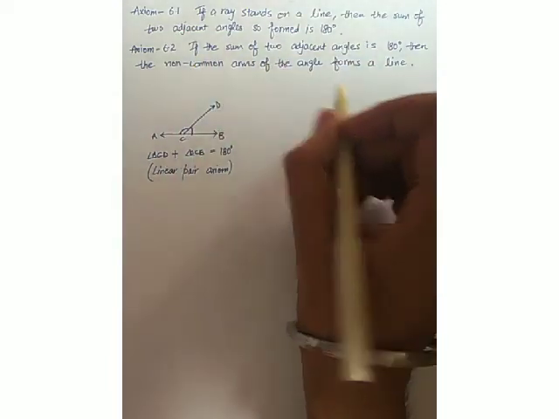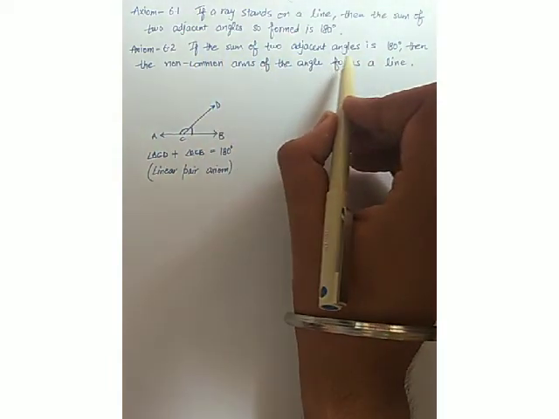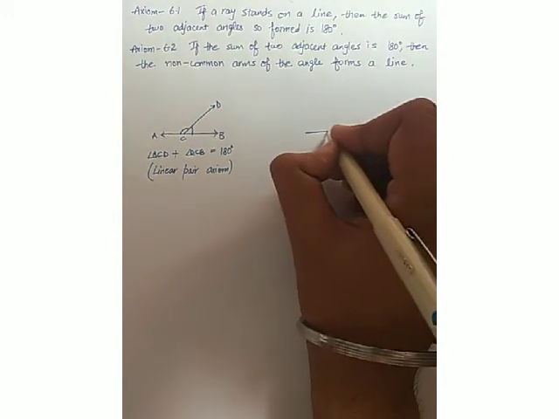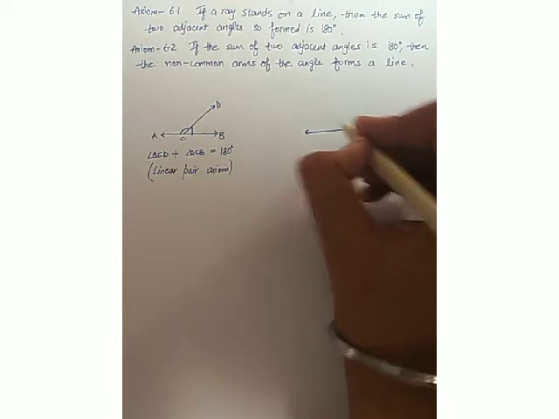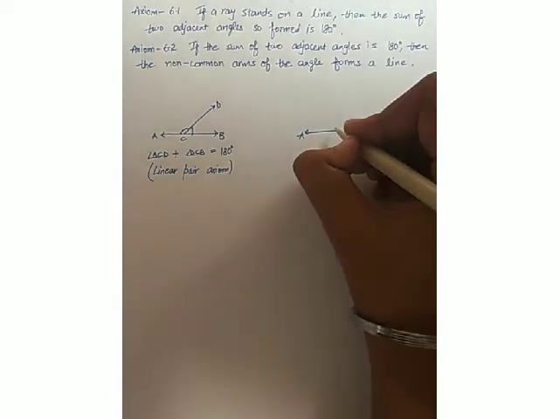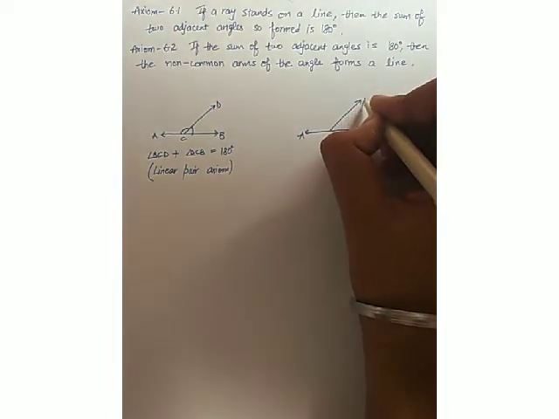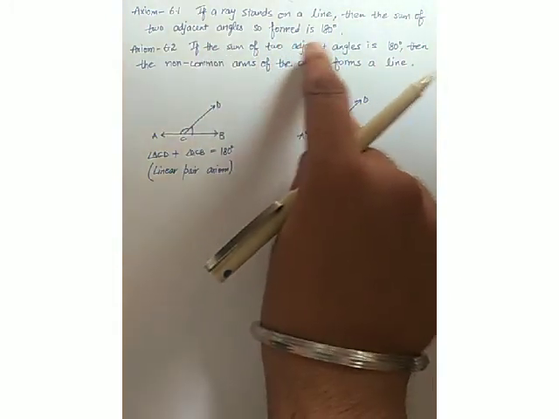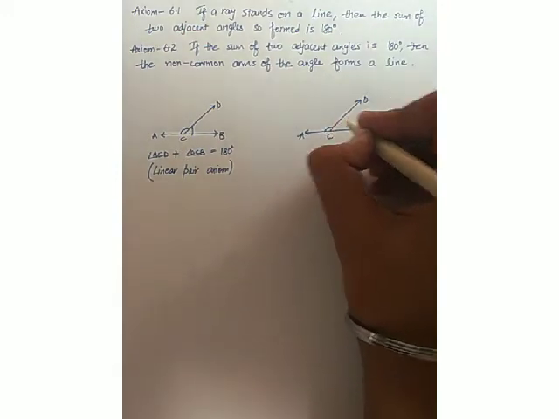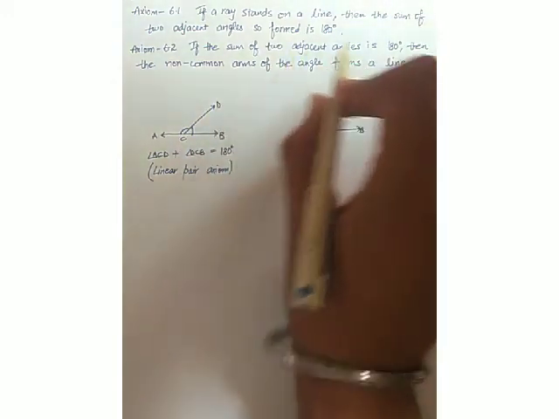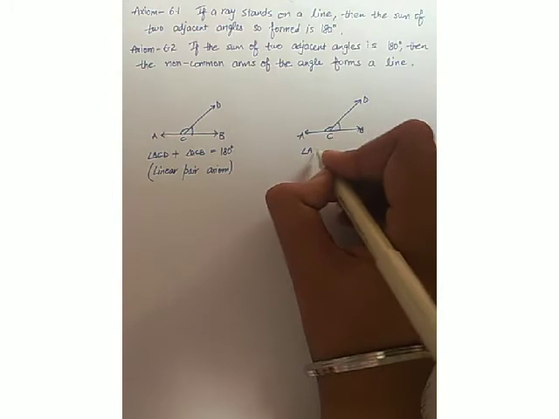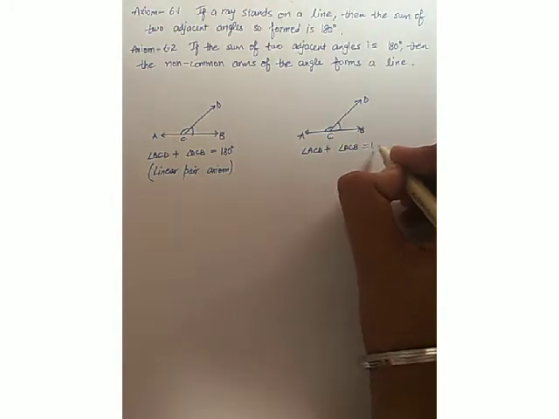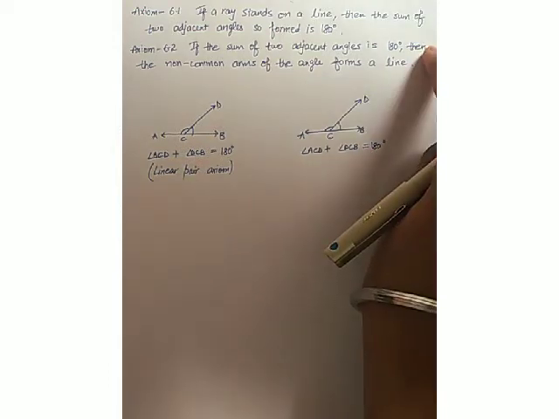Let's move to axiom 6.2. If the sum of two adjacent angles is 180 degrees. Now firstly form two adjacent angles. Now the diagram will be the same, I know. We have a line AB and we have a ray CD. Why do we have to form a ray? Because we have to form two adjacent angles. If the sum of two adjacent angles is 180 degrees, again two angles. Now it is given that the sum of two adjacent angles is 180 degrees. It means ACD plus DCB is equal to 180 degrees. It's given. Then what will happen?